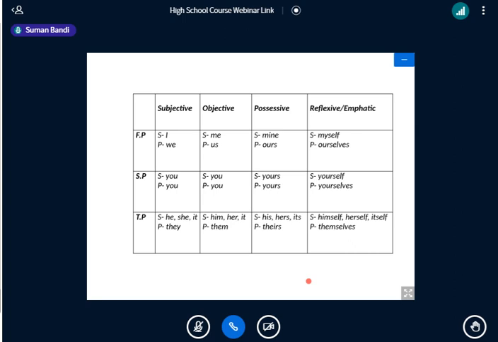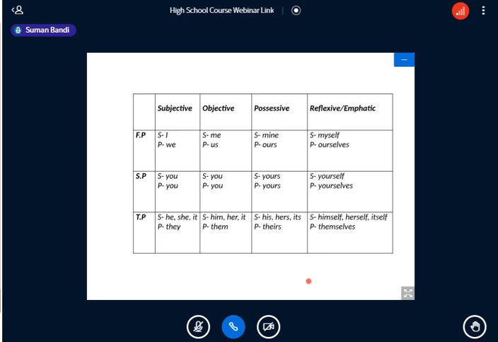As you can see here, first column, subjective case forms. Second column, objective. Third is possessive. Fourth one is reflexive. Fifth one is emphatic. Both of these I have put in one column, because reflexive and emphatic are different, but their form is the same. Functions are different. What does it mean? The word myself can be a reflexive pronoun in one sentence, and an emphatic pronoun in another sentence. Many teachers don't know this difference. We'll talk about it a little while later.